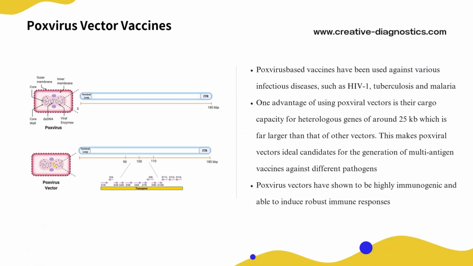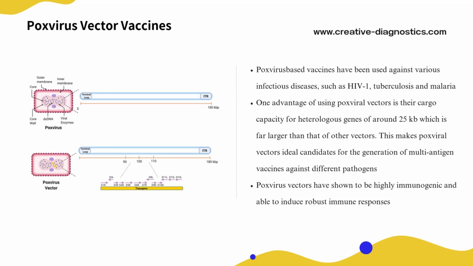Poxvirus-based vaccines have been used against various infectious diseases, such as HIV-1, tuberculosis and malaria. Poxviruses possess double-stranded DNA genomes capable of cytoplasmic replication and transcription using viral polymerases.